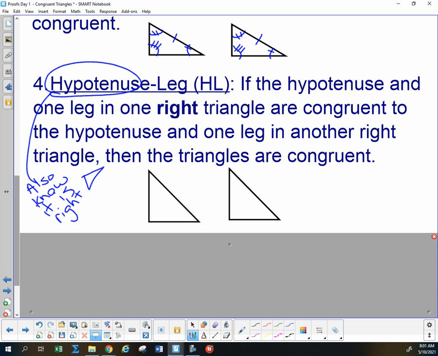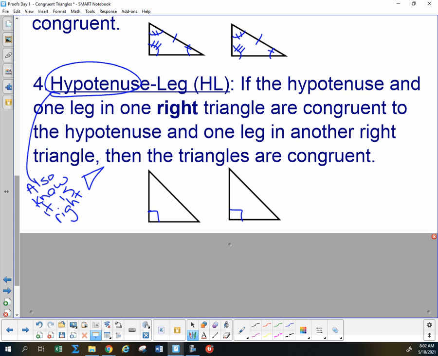So we really know three things about it. We know that it's a right triangle. We know the hypotenuses have the same length, and where's the hypotenuse? Who can tell me where the hypotenuse is? Abby, you want to unmute and tell me where the hypotenuse is on a right triangle?